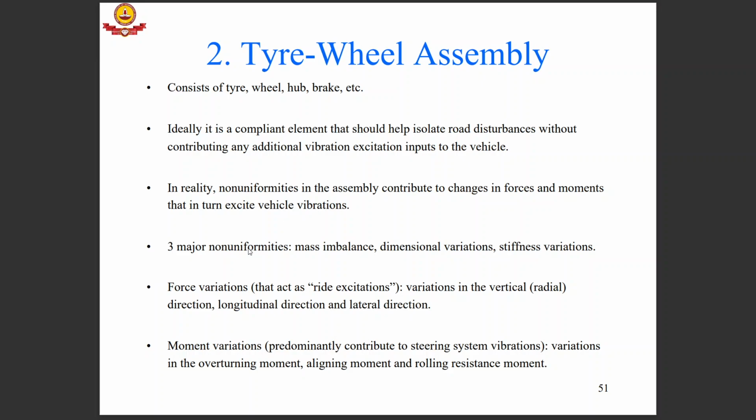There are three major non-uniformities. First is mass imbalance, then dimensional variation, and stiffness variation. Right, force variation, which essentially excites the ride. There are variations in the vertical direction, longitudinal direction, and lateral directions. And there are moment variations also because of contribution from the steering system. This may be variation in overturning moment or aligning moment and rolling resistance moment, which comes from the tire.